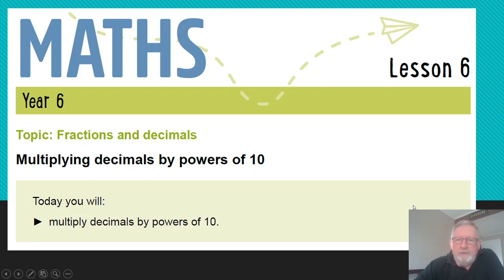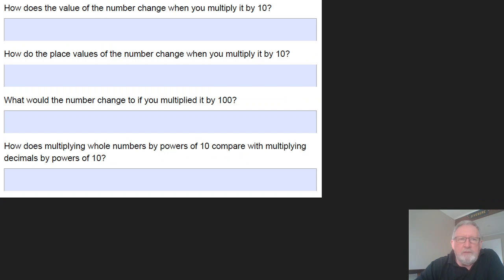Up to lesson 5 in the week, although it says lesson 6 on screen, ignore that, it's lesson 5. We're actually multiplying decimals this time by powers of 10. Last week we multiplied whole numbers by powers of 10. This week it's decimals. So a little bit of a revision.